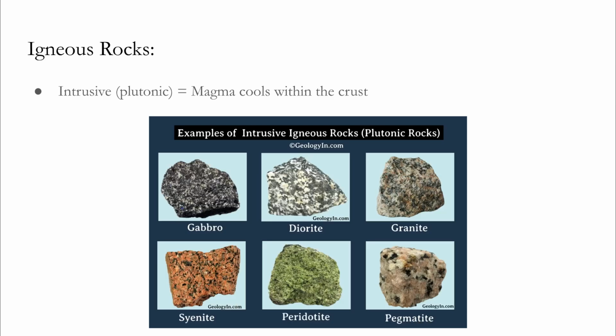Intrusive magma, or plutonic magma, cools within the crust. This kind of magma cools more slowly than volcanic magma, which causes the created rocks to have large crystals. For example, granite is made from plutonic magma.